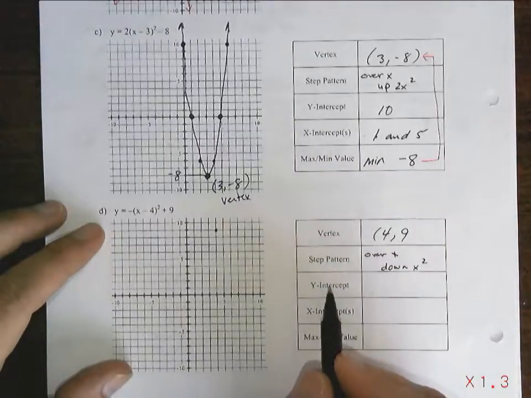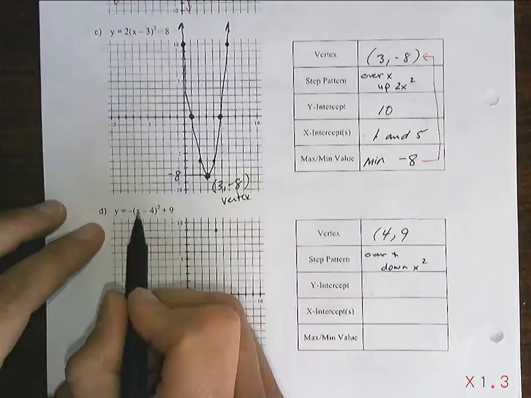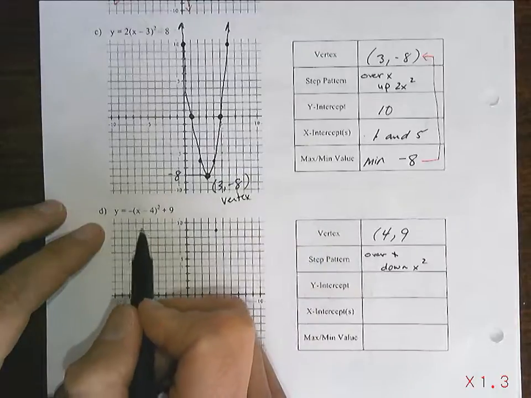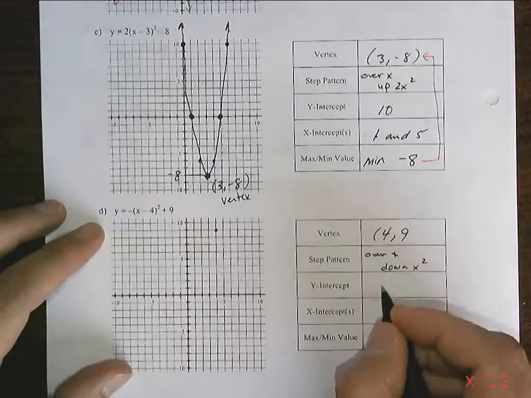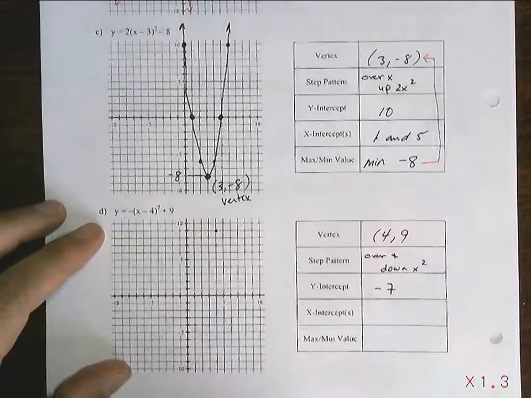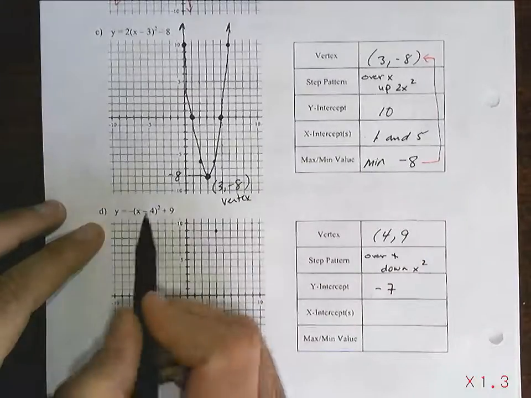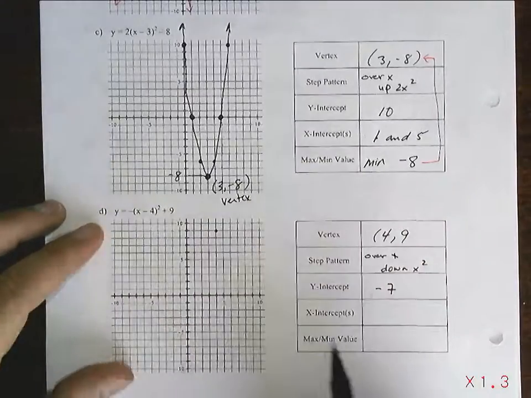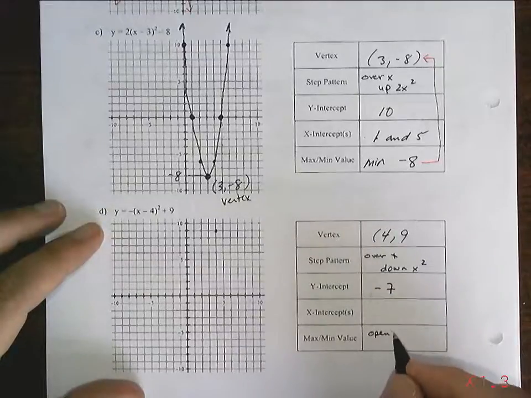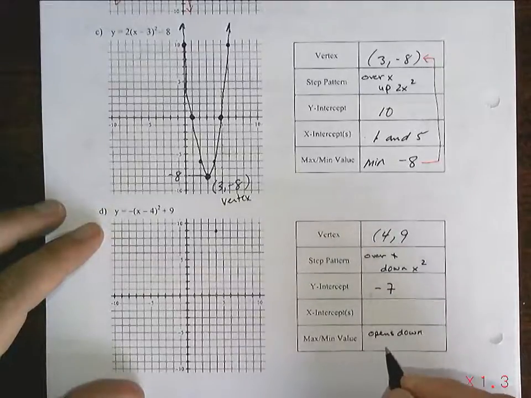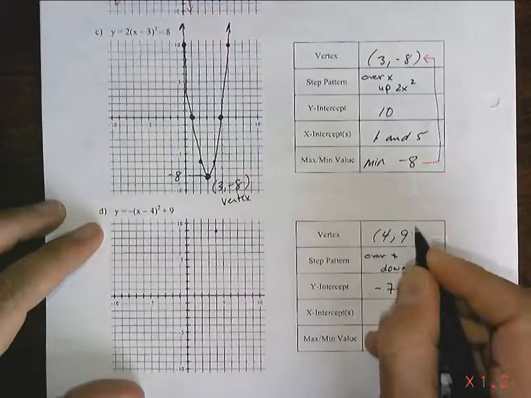Y-intercept. I can determine this by setting x equal to 0. Negative 4 squared is 16. Negative 16 plus 9 should be negative 7. X-intercepts, I'm going to have to wait till I graph it. Max or min, I know it opens down, so it's got to be a max. And that maximum will be the 9.